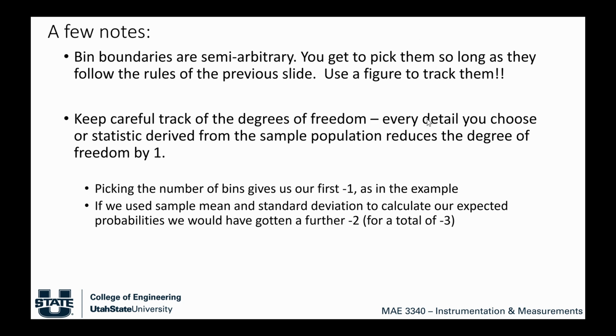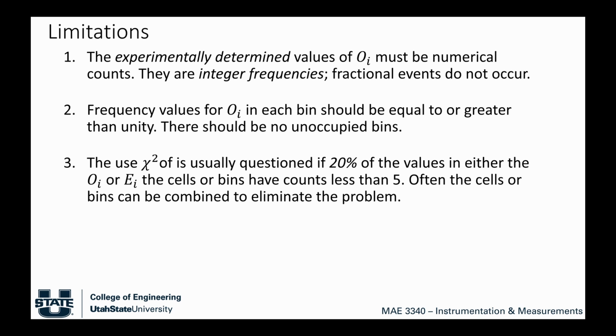Be careful of the degrees of freedom. Every detail you choose or statistic derived from a sample population reduces the degrees of freedom by one. So picking the number of bins gives us our first -1. If we pick the sample mean and standard deviation to calculate our expected probabilities, you would get a further -2 off of there. So we would have a total of -3 degrees of freedom, because we picked the number of bins and we used our mean and we used our standard deviation to calculate the probabilities. And that's pretty important to keep track of.